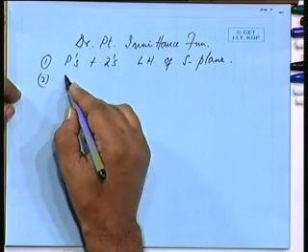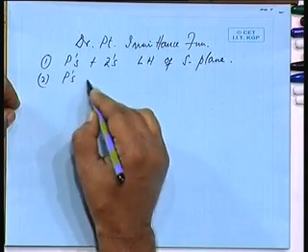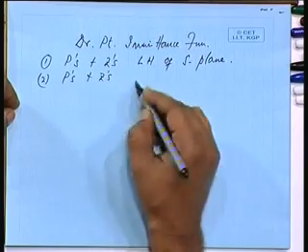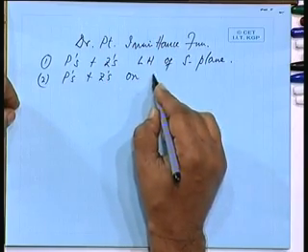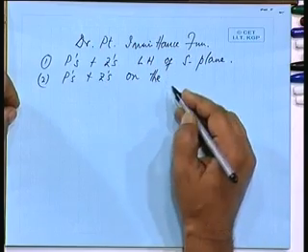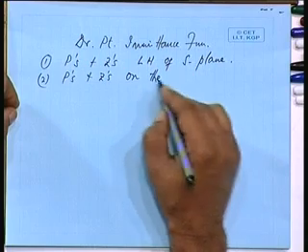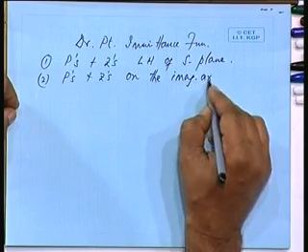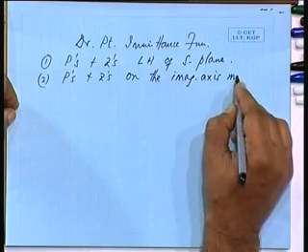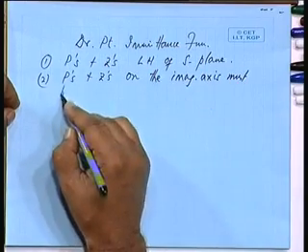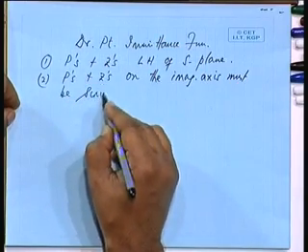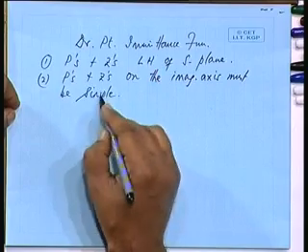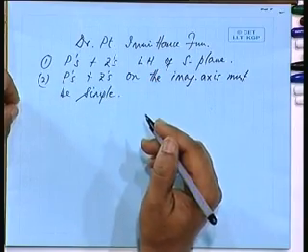Then poles and zeros on the imaginary axis must be simple. On the imaginary axis must be simple. These are two very important properties.